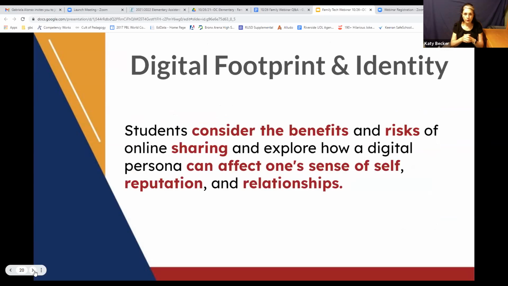The digital footprint and identity topic also asks students to consider the benefits and the risks of sharing things that are online. We like to talk about exploring the different digital personas and how it can affect one's sense of themselves, how it impacts their reputation, but also how it affects their relationships with others through these footprints that they leave and the communications that we have with others.